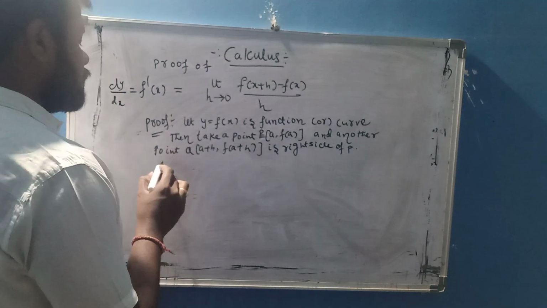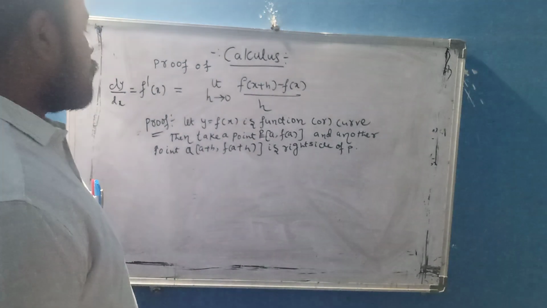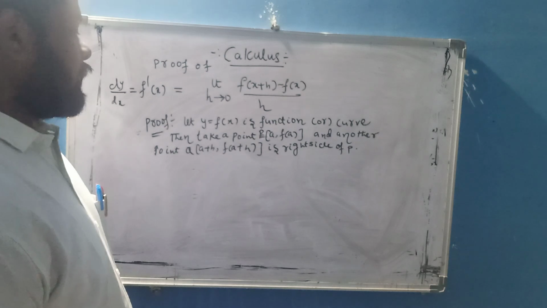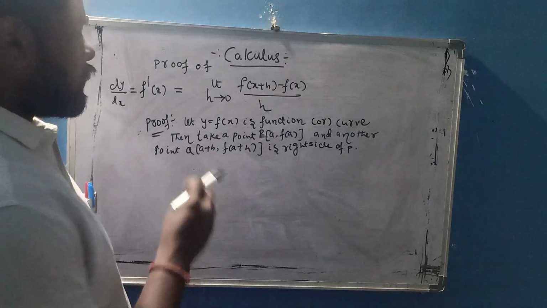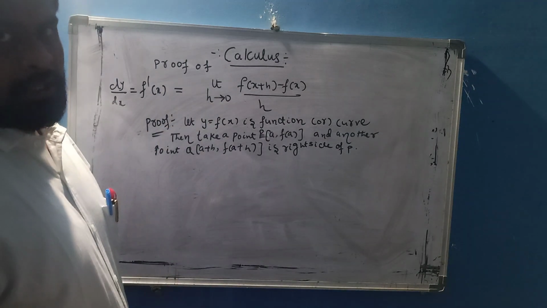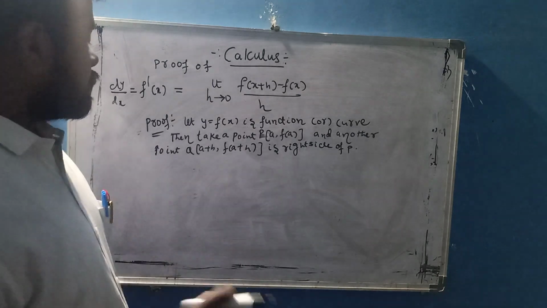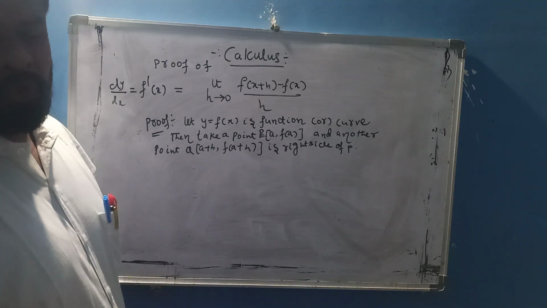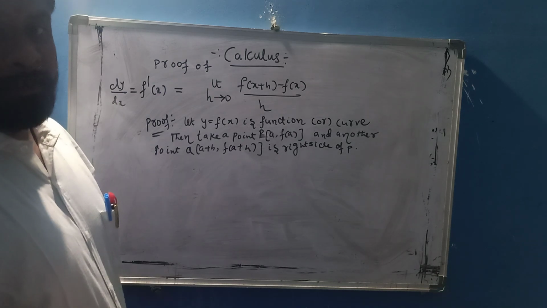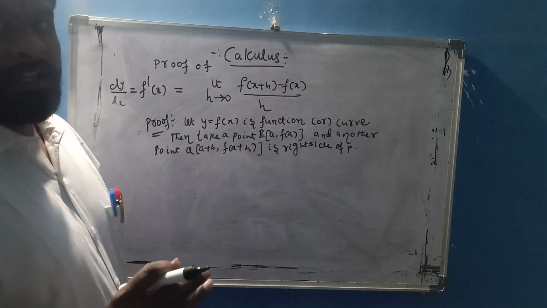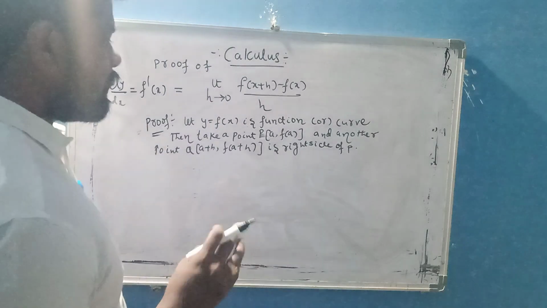Then dy by dx, let y equal to f of x be a function, a curve. Then take a point P (a, f of a), another point Q (a plus h, f of a plus h). That a is a neighborhood point of the given function with respect to the limit. That a is the limit of the given function, the neighborhood point. a plus h, f of a plus h. You already know, in the last class I discussed, what is a plus h? That is the right side limit of the neighborhood. That neighborhood point I have taken as a. That a is the limit of the given function, neighborhood point (a, f of a).